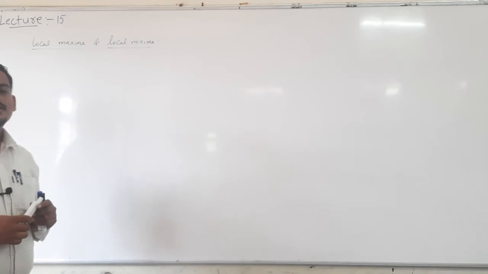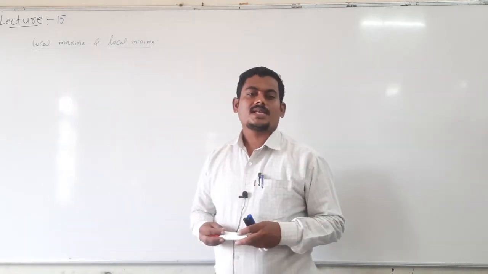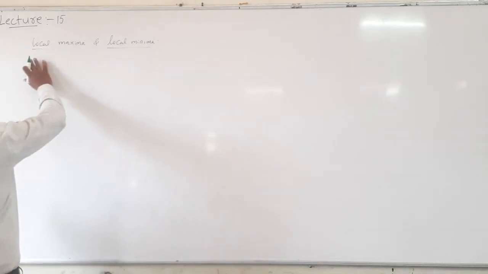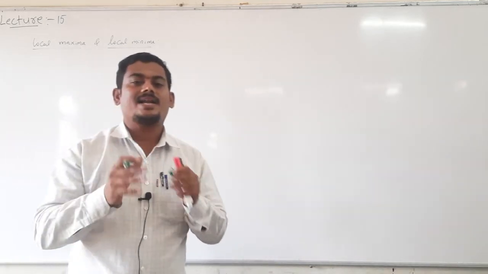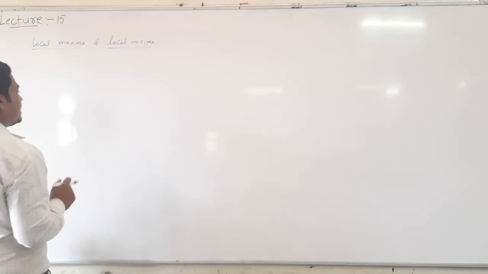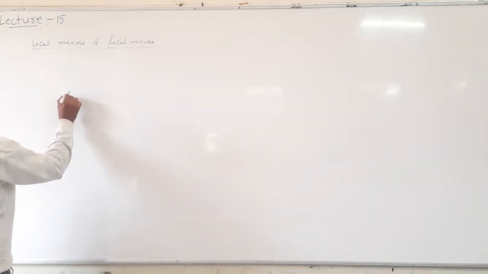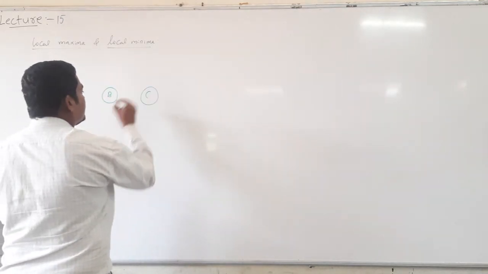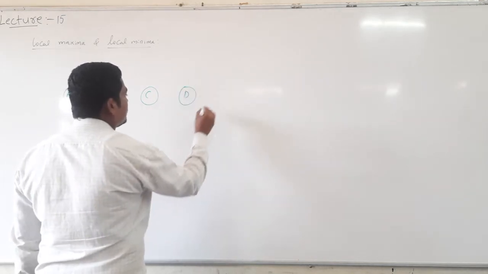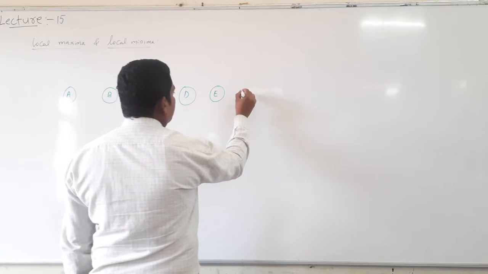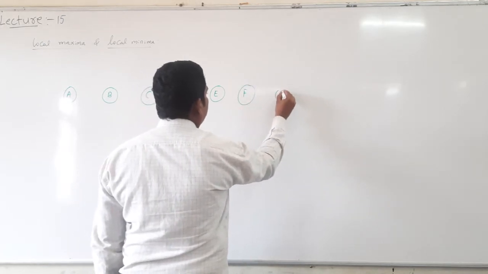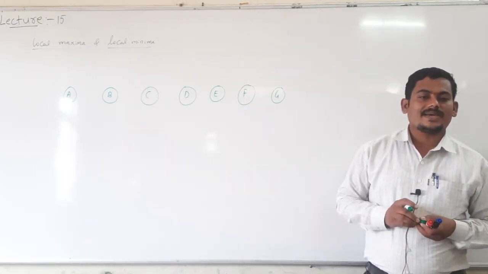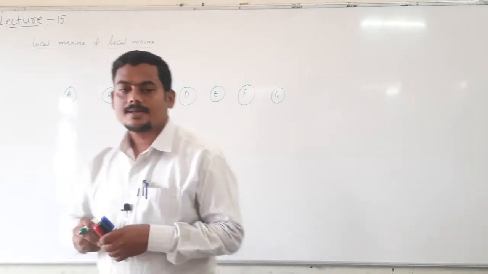For better understanding, just consider our college. In that we have 7 sections: A section, B section, C section, D section, E section, F and Z. In our college, we have 7 sections, A to Z.